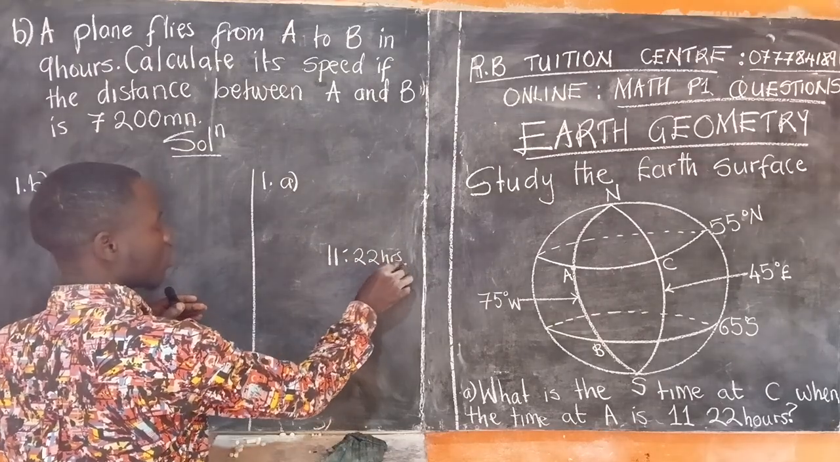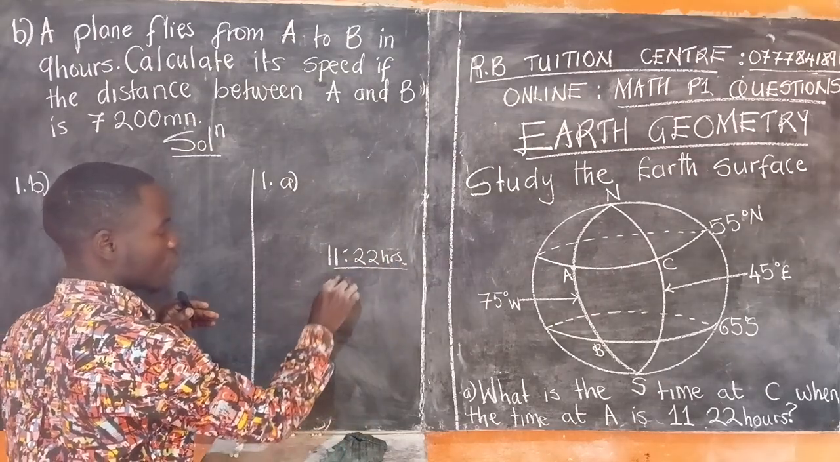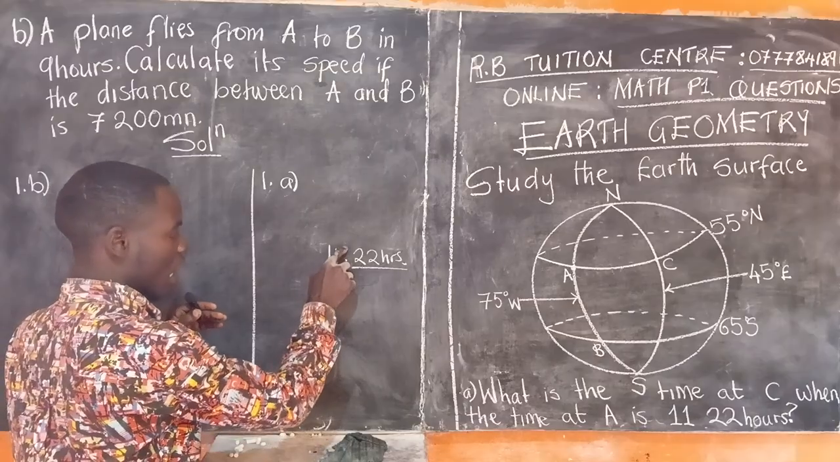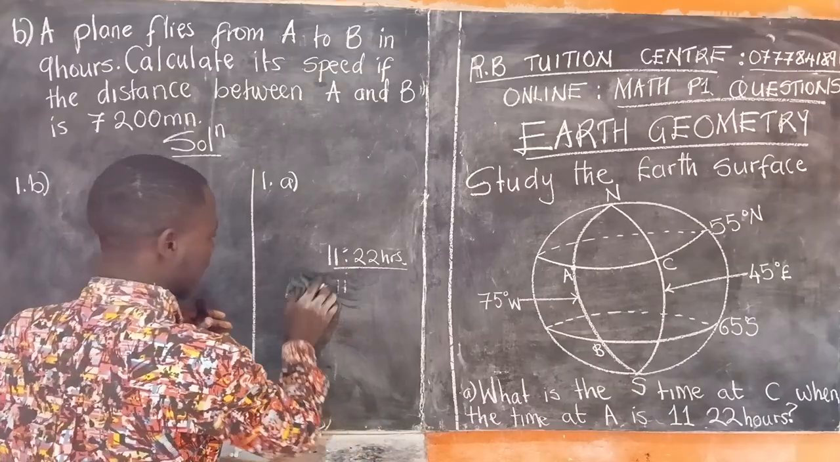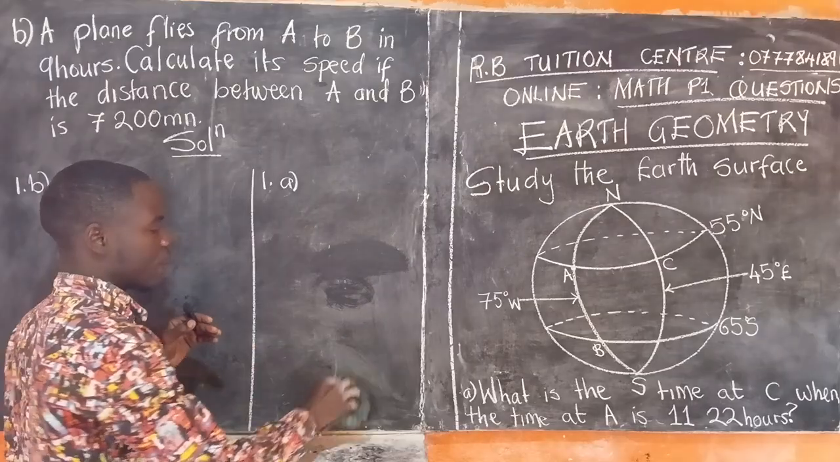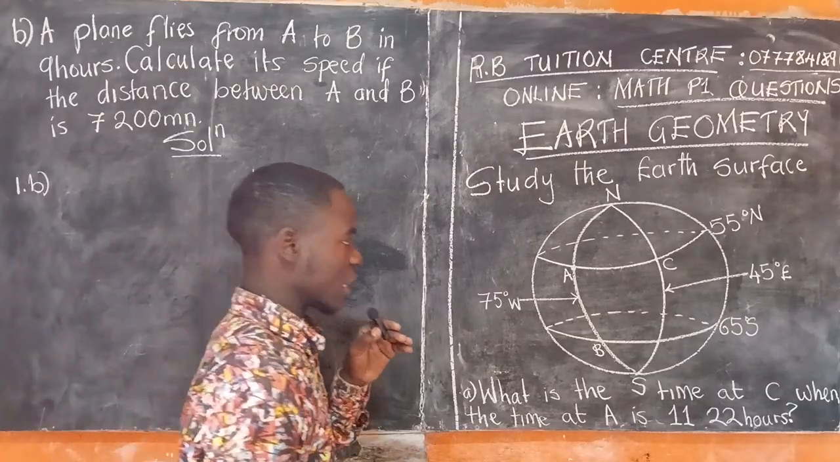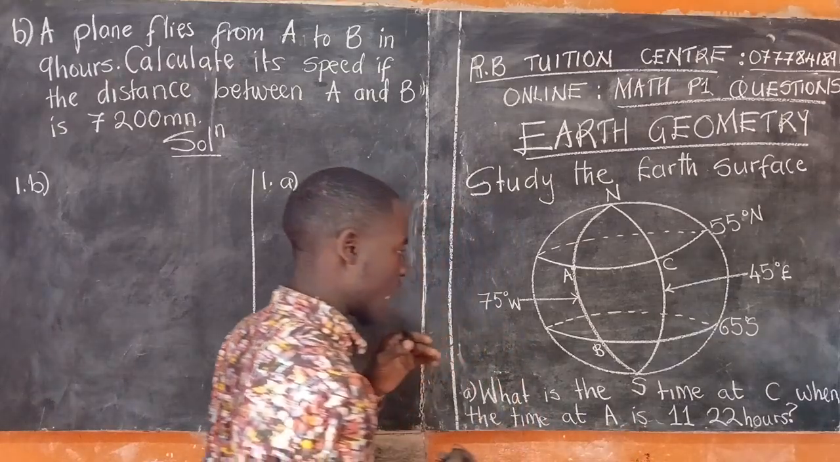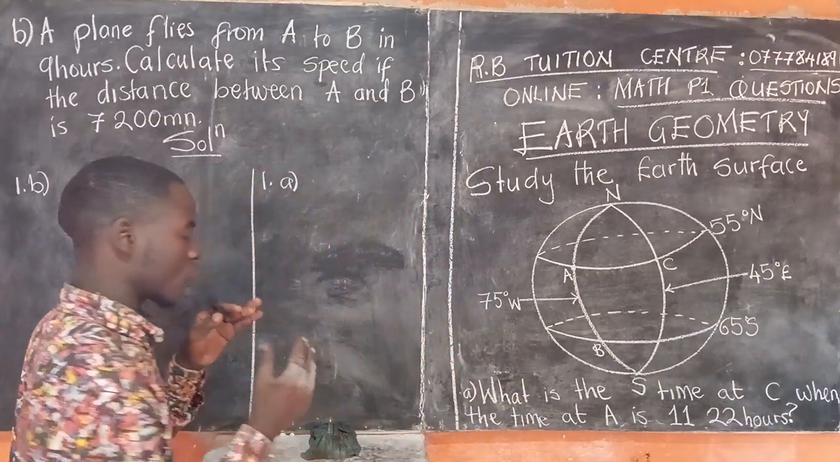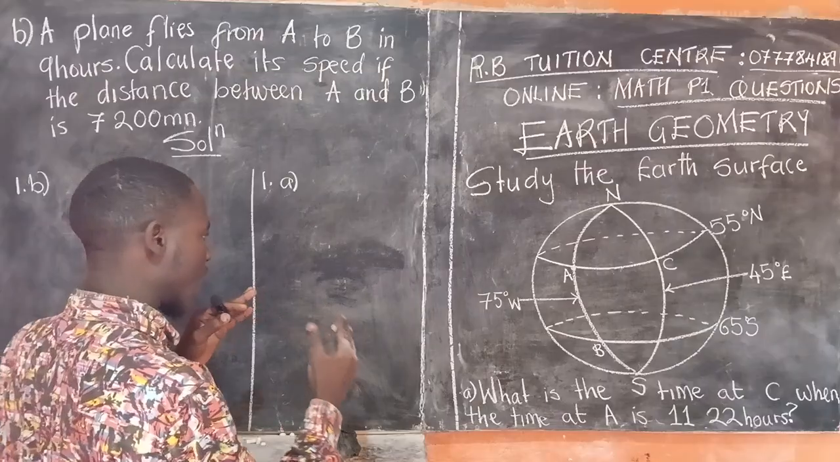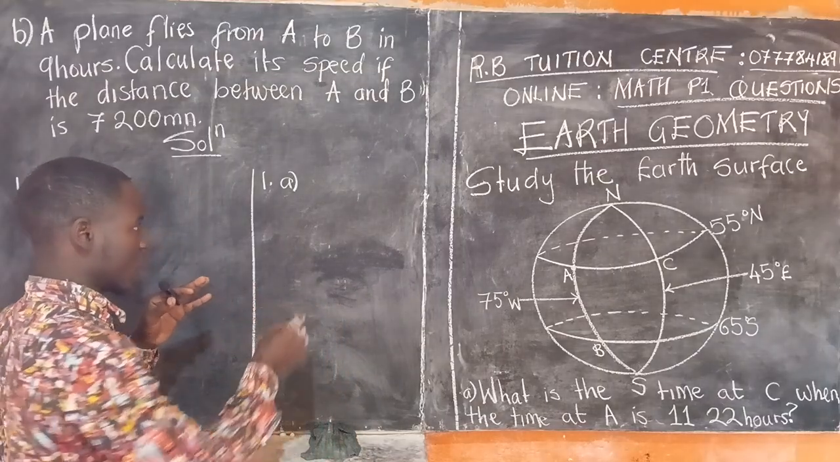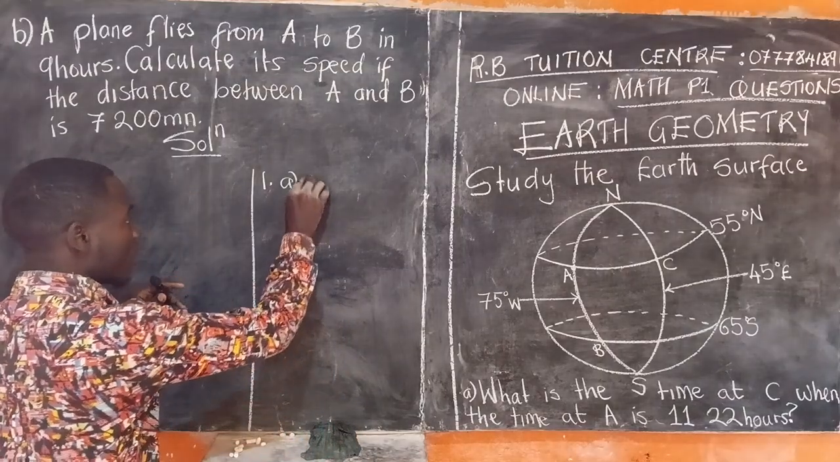Mathematically, we do not show time like this, so we remove these separators from the time. Now, here is the part where we need to understand. They're asking us the time at C when at A it is given as 11:22 hours. So we are going first of all to find the differences between A and C.